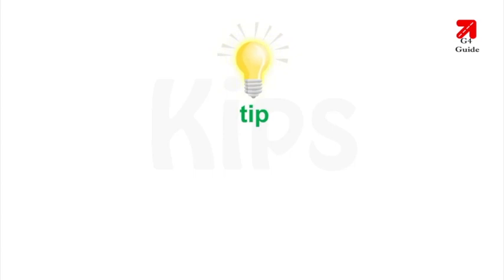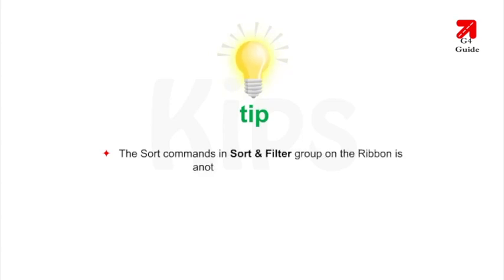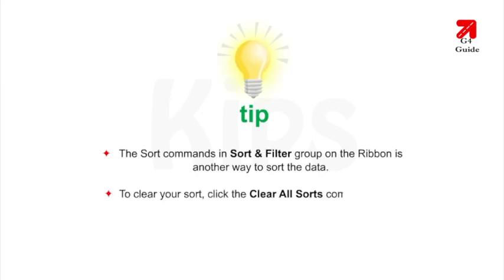Let me now share a few tips related to sorting of data. The sort commands in Sort and Filter group on the ribbon is another way to sort the data. To clear your sort, click the Clear All Sorts command in the Sort and Filter group on the ribbon.